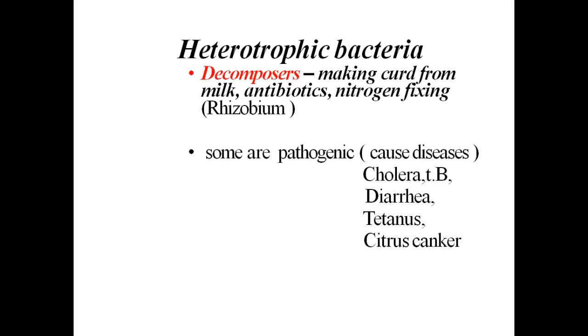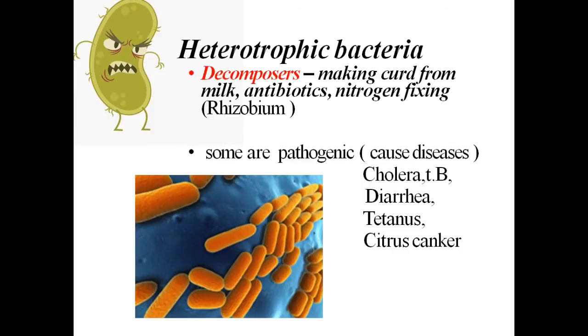And the final one is heterotrophic bacteria, which are the most abundant in nature. The majority are important decomposers. Many of them have a significant impact on human affairs. They are helpful in making curd from milk, production of antibiotics, and fixing nitrogen in legume roots. Some are pathogens causing damage to human beings, crops, farm animals, and pets, etc.